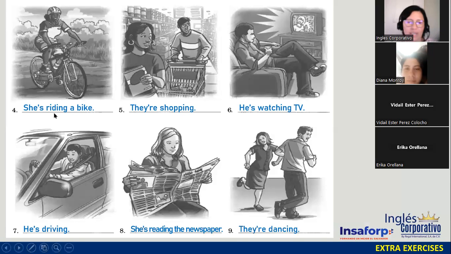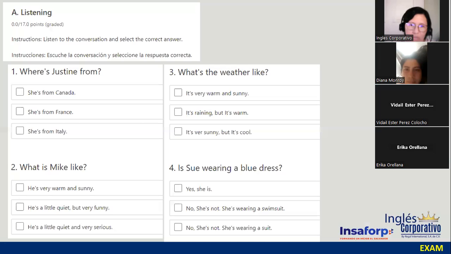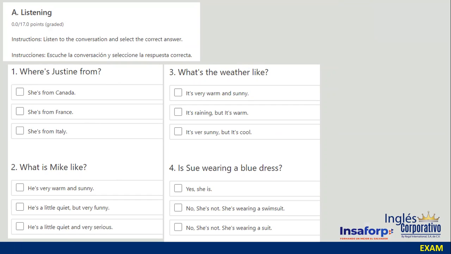No, teacher. Vaya, entonces me voy a mover de acá porque les voy a mostrar la parte del examen. Y luego, si tenemos tiempo, entonces hacemos algo más, ¿ok? El examen comenzaba acá, in letter A. It says instructions. Listen to the conversation and select the correct answer, right? Where's Justin from? She's from Canada, she's from France, she's from Italy. ¿Se acuerdan de este ejercicio? No recuerdan, ahorita se los pongo acá para que ustedes lo escuchen. Le voy a poner el listening, ¿ok? Permítame, lo vamos a abrir acá mejor.